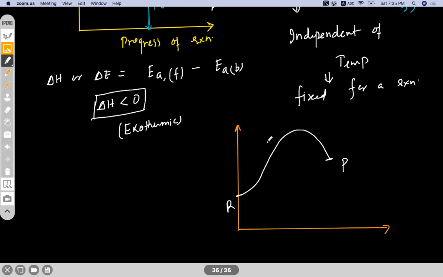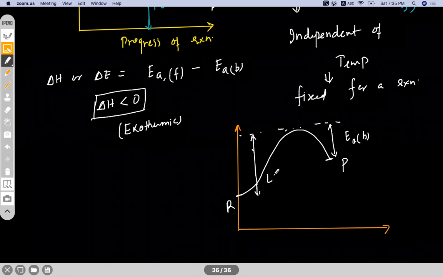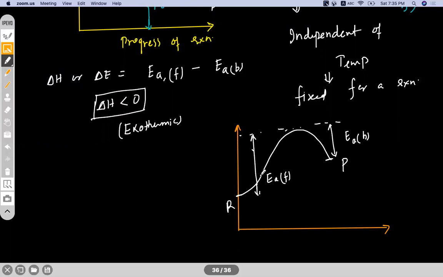Product, reactant. This is the activation energy backward. This is the activation energy forward. This difference is the delta H, and delta H is positive, so the reaction is endothermic. Clear?